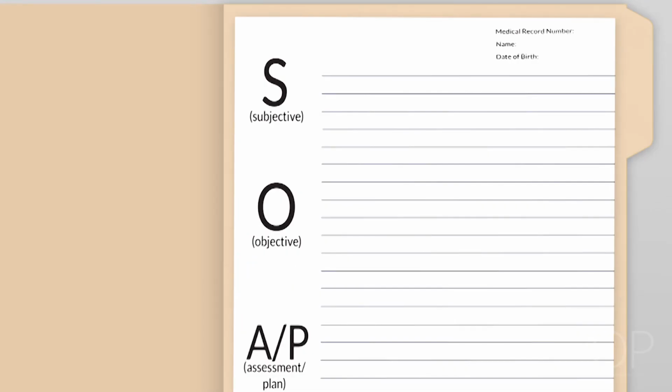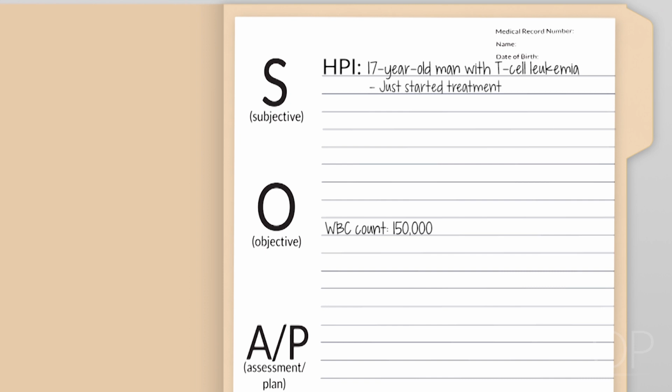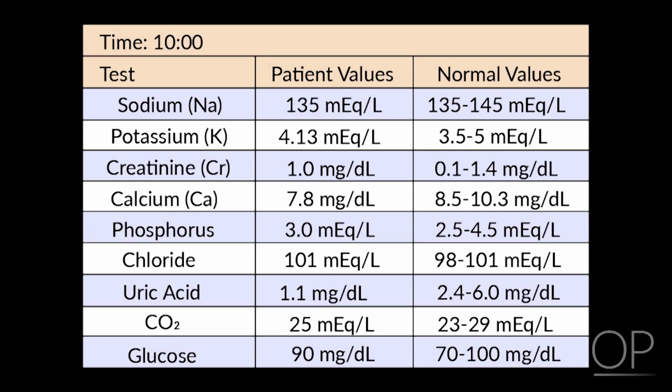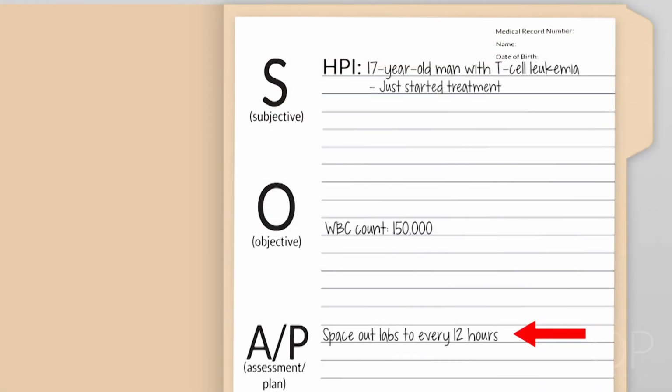So the next scenario I'd like to present to you is a 17-year-old young man with T-cell leukemia and a presenting white count of 150,000 who just started treatment. He's now 6 days into treatment when the resident at the end of the day moves the tumor lysis labs from every 6 hours to every 12 hours, thinking that the patient's stable. The last set of labs was at 10 a.m., and the nurses were looking at their watches, noticed it was already 7 p.m. at sign out, and saw that the orders were changed.